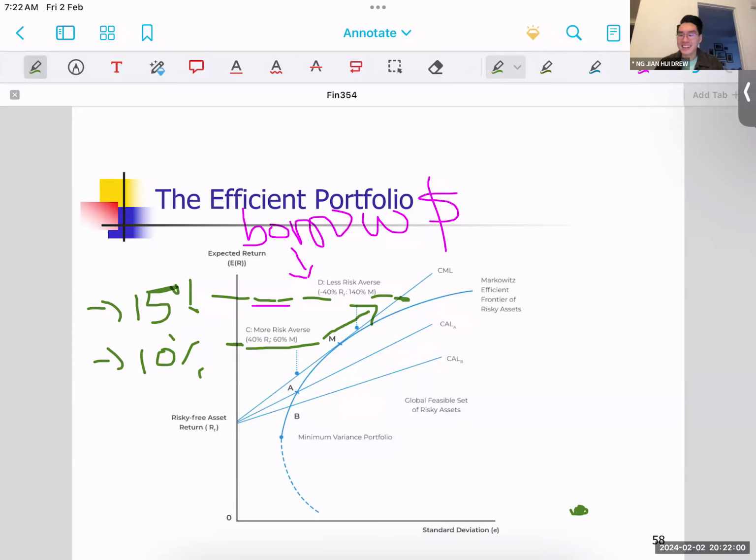You don't buy a stock to borrow money. Borrow money means you go to the bank and borrow money. But remember, when you go to the bank and borrow money, they charge you the risk-free rate. From a bank's perspective, the risk-free rate. That's the R. So you borrow money. That's why it's a negative R, negative 40% R. Okay, so now this is if your client wants 15%.